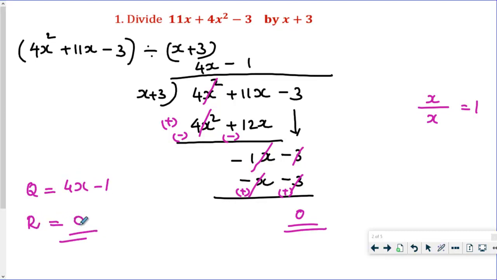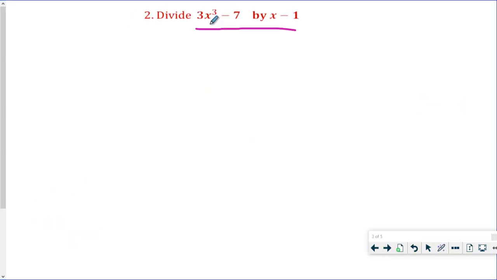Now if the remainder is equal to 0, then we can say that this quotient and the divisor, these two are the factors of the dividend. Here the dividend is 4x square plus 11x minus 3. So if the remainder is equal to 0, then quotient and divisor both are factors of 4x square plus 11x minus 3. If the remainder is not equal to 0, then these two are not factors of the given polynomial. Divide 3x cube minus 7 by x minus 1.